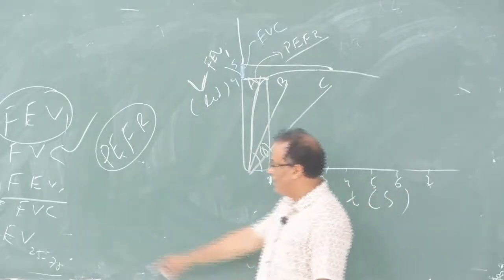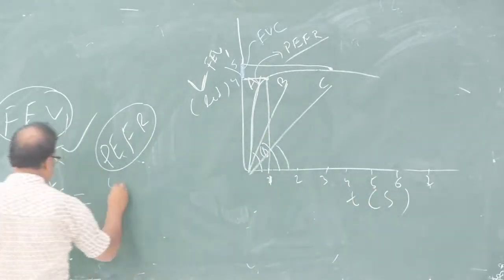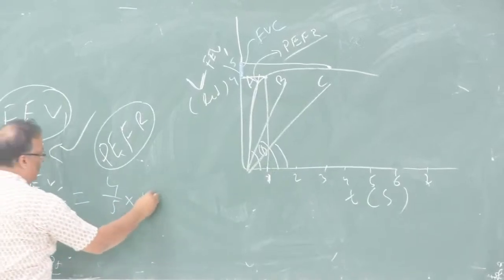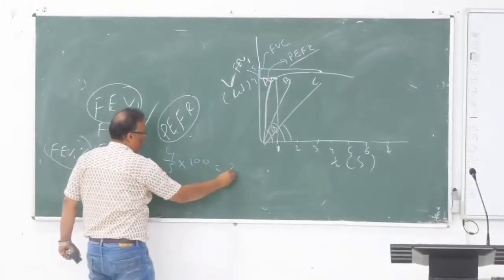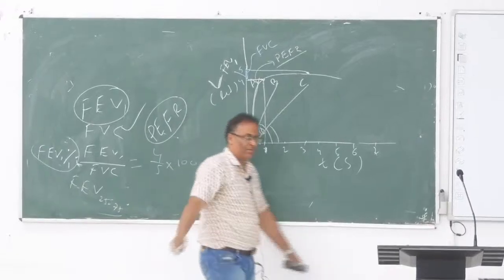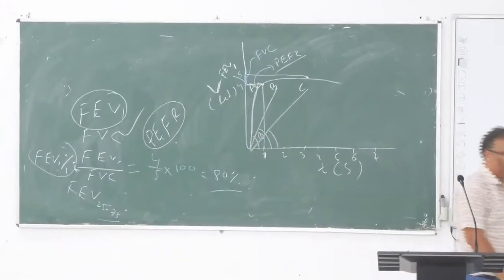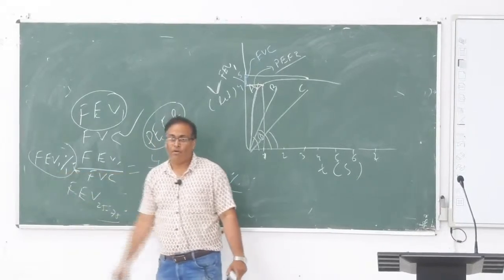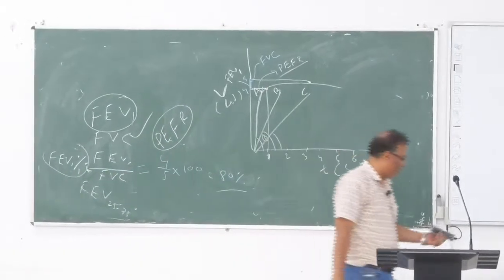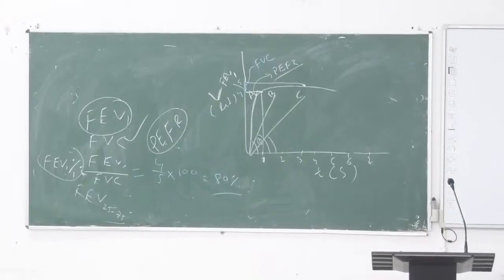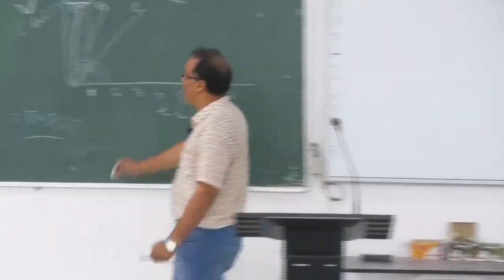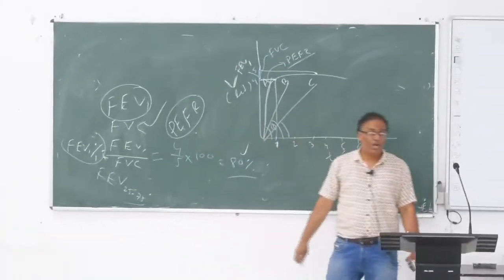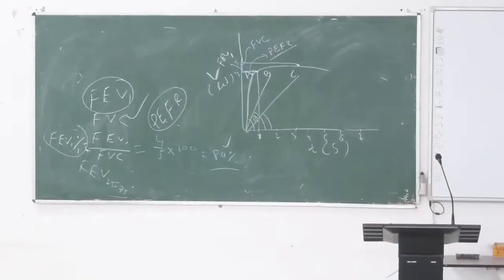Okay? If the ratio is taken, 80% is normal. 80% is a normal ratio. This ratio, and the percentage of FEV1 and this percentage, are important only for the diagnosis of obstructive and restrictive disease.